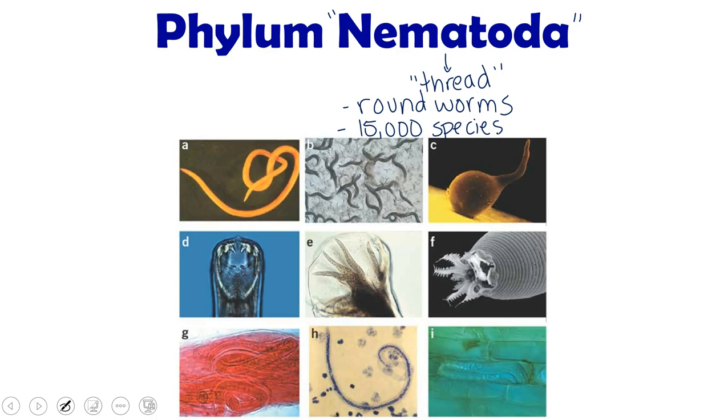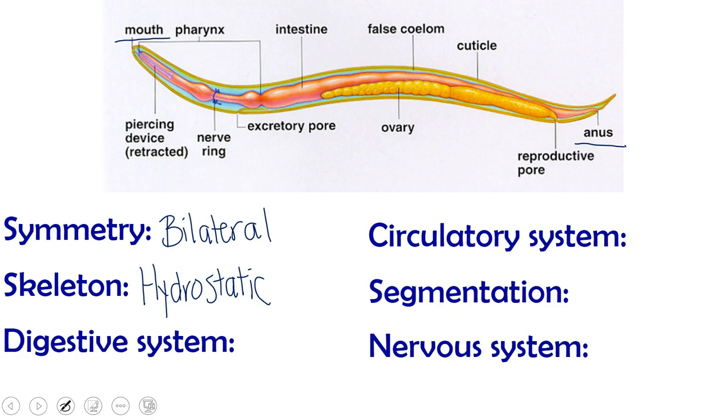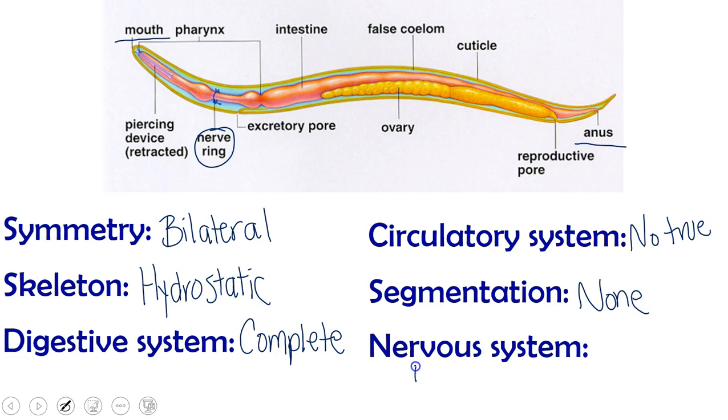For their basic characteristics, their symmetry is bilateral. They too have a hydrostatic skeleton. If we look at their digestive system, you can see we now have a separate mouth and anus, which means we finally have a complete digestive system. They do not have a true circulatory system. They have no segmentation. And for their nervous system, they have a nerve ring up near their head.